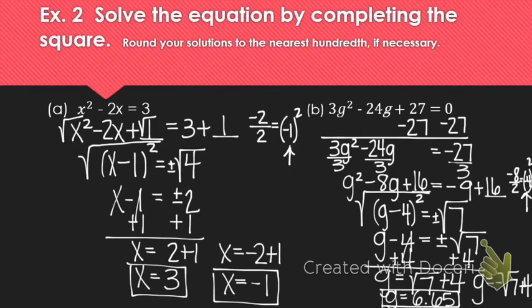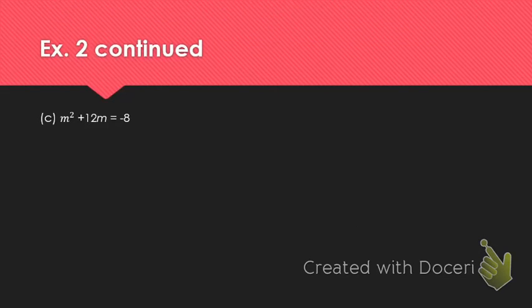So what is your second g value? 1.35. If you round correctly, it's 1 and 35 hundredths. So that means if we were to graph this parabola, it would cross the x-axis at 6 and 65 hundredths and 1 and 35 hundredths. Go back to the front and work letter C on your own.